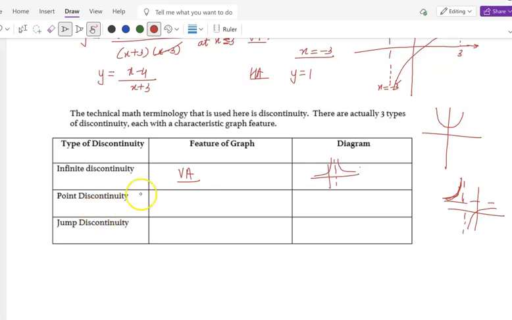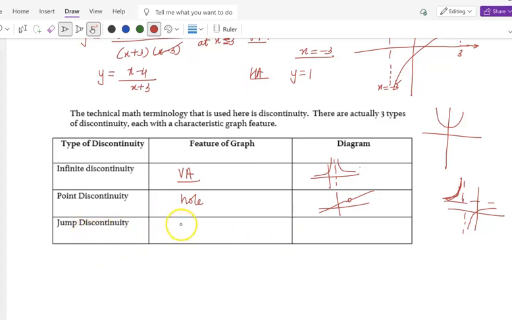Point discontinuity is what we saw, where there's a hole when terms cancel out. The feature of the graph is that there's a hole. So in the diagram, you can have any graph, you can even have a straight line with a hole. At that point, it's not there, but everywhere else it is there. And you see that by cancelling it out.